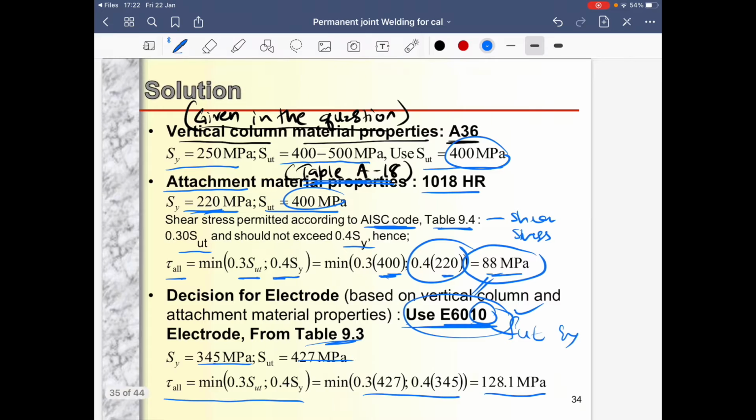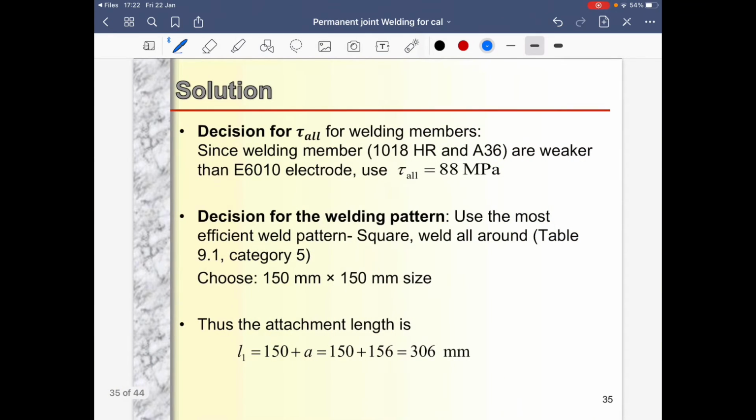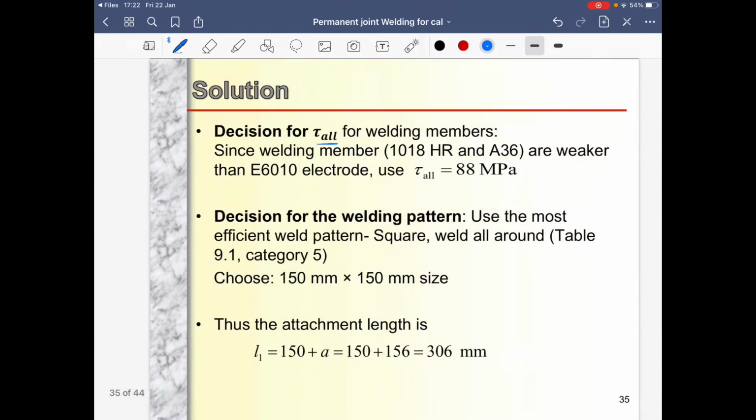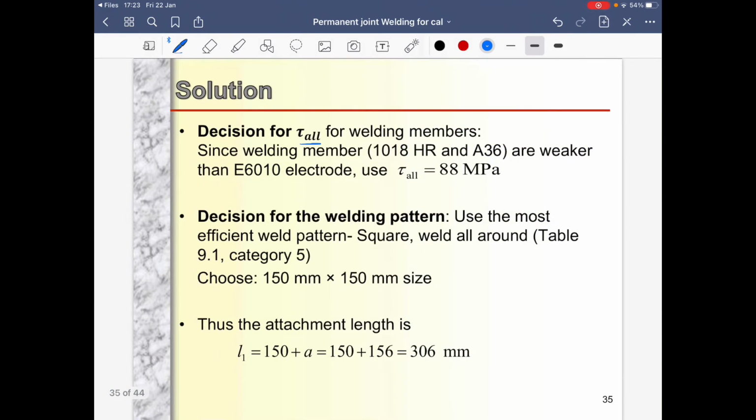Okay. How about the decision for allowable shear stress? The allowable shear stress we just got for the electrode decision, right? And now what is the decision for allowable shear stress based on?